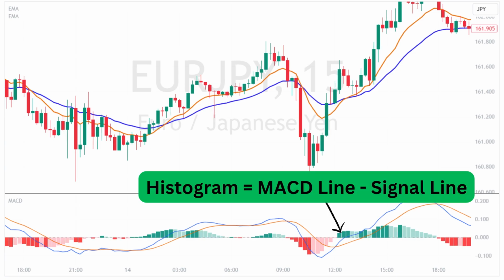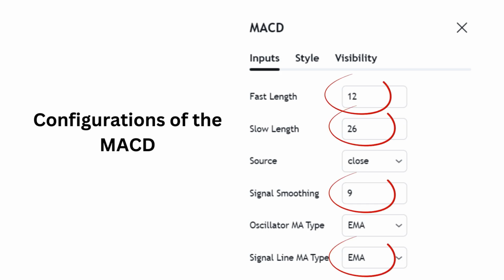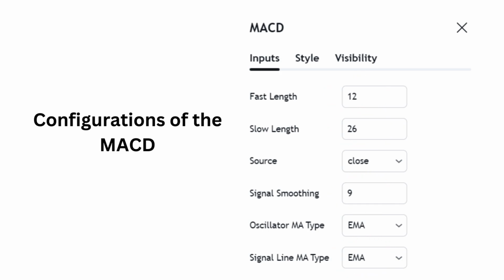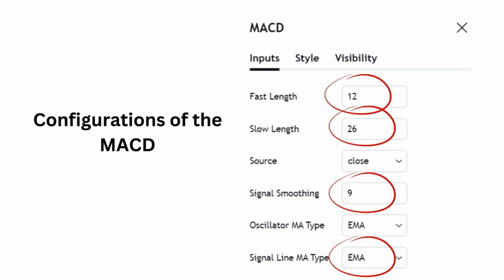And sometimes there is a histogram, and the histogram measures the distance between the MACD line and the signal line. The fast moving average length is at 12, the slow moving average length is at 26, the signal line length is at 9, and it uses the exponential moving averages. But all these don't matter for now.